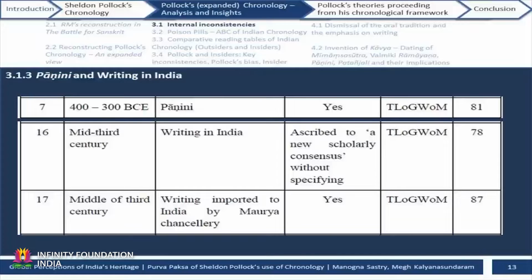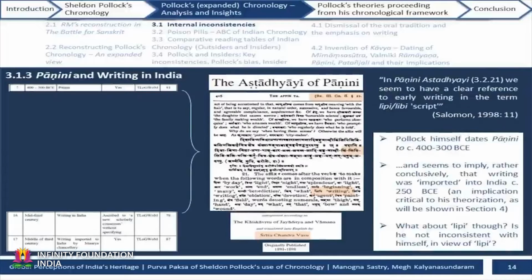Now this is an inconsistency because when one looks at the Ashtadhyayi, and we looked at a 19th century translation by Srisha Chandra Vasu, one finds in book 3 chapter 2 verse 21 clear evidence for writing, lipi, that is roughly script. What's more, Richard Salomon, whose scholarship Pollock is aware of, has himself not only referred to the lipi evidence but also to the then new Ceylonese archaeological evidence.